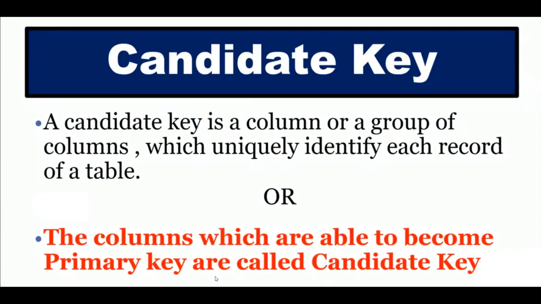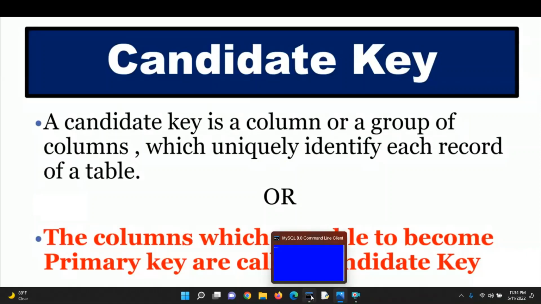The very first is candidate key. Candidate key is a column or a group of columns which uniquely identifies each record of a table. You may also say the columns which are able to become primary key are called candidate keys. Don't get confused with this word primary key because we'll be learning this also thoroughly. Let us see this through an example.